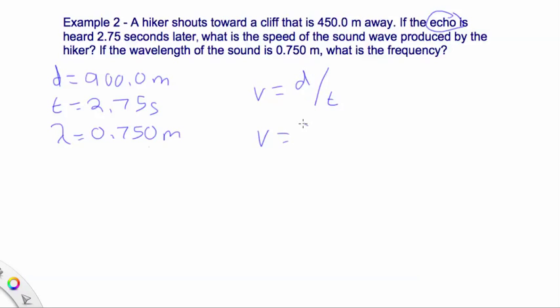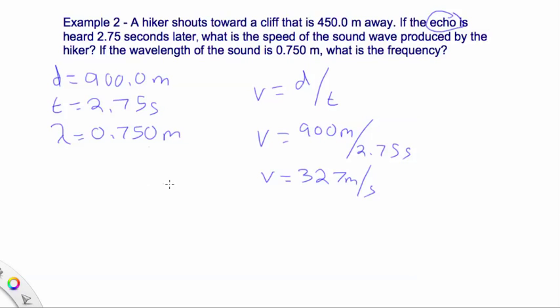So velocity equals 900 meters divided by 2.75 seconds. Our velocity is 327 meters per second. And we can look at our numbers. We can see this has 4 sig figs, this has 3, so our answer will have 3.